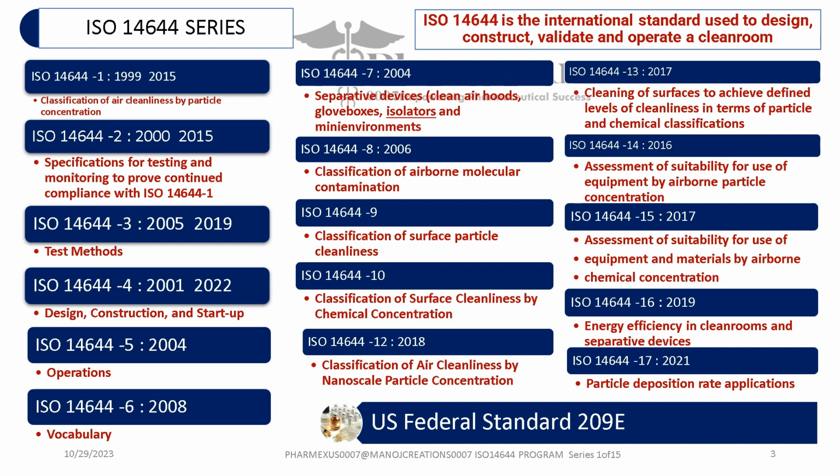ISO 14644-1 was in origin from 1999, which has been revised in the year 2015, and the basic module covers the classification of air cleanliness by particle concentration. In the 1999 series, it was classification of air cleanliness. Now it has been added with the classification of air cleanliness by particle concentration. ISO 14644-2, which was effective from 2000, has been again revised in 2015 and indicates the specification for testing and monitoring to prove continued compliance with ISO 14644-1.